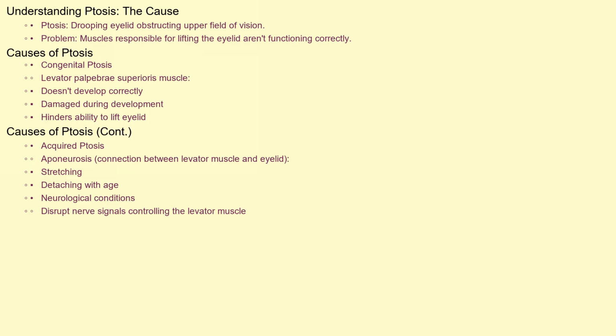In acquired ptosis, the issue usually lies in the connection between the levator muscle and the eyelid itself, the aponeurosis, stretching or detaching with age. Neurological conditions disrupt the nerve signals controlling the levator muscle. Regardless of the cause, the result is the same: a drooping eyelid that obstructs the upper field of vision.